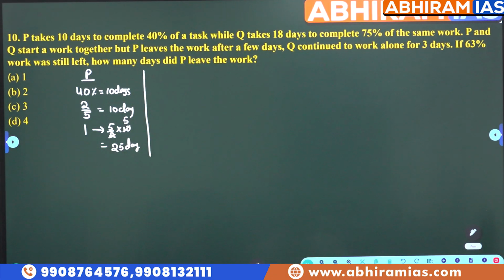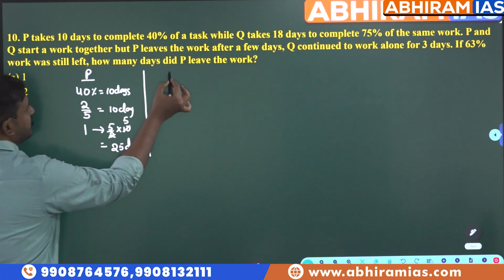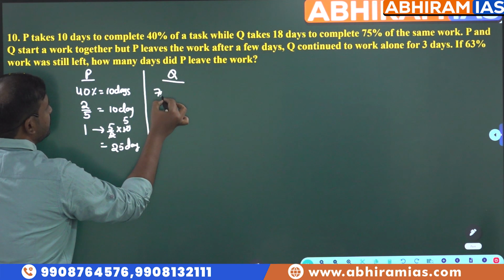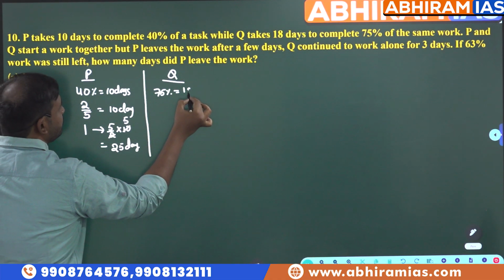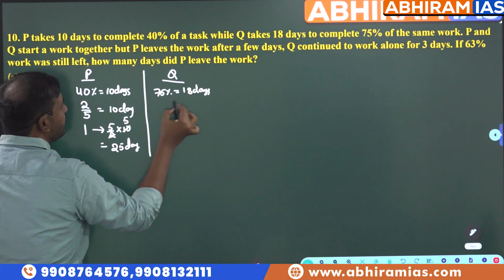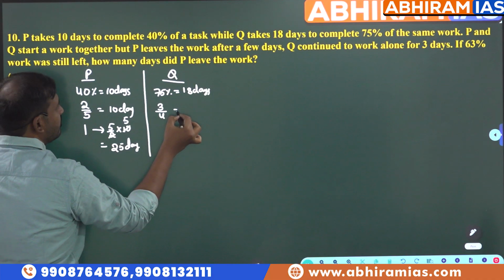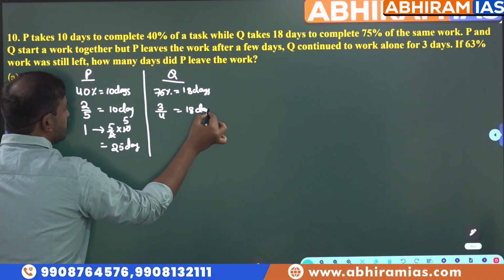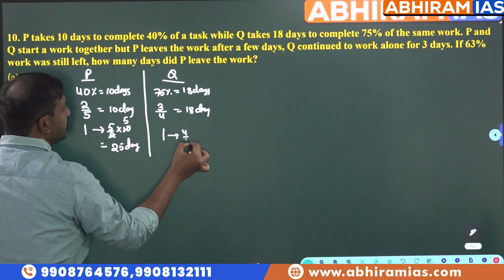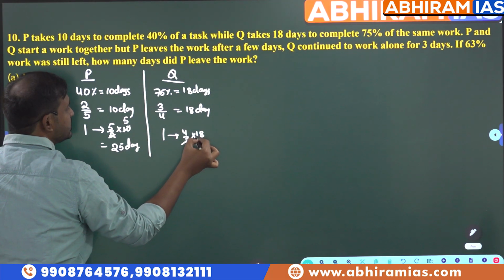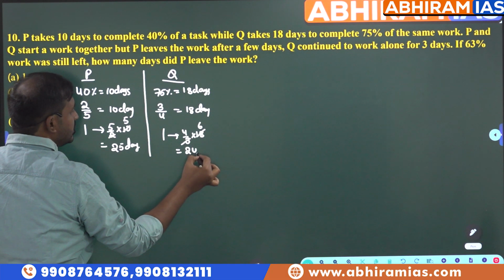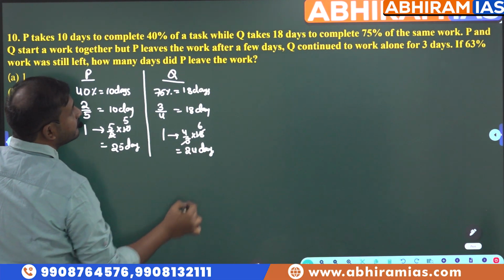When it comes to Q, Q takes 18 days to complete 75% of the same work. 75% means what, students? 3/4 in 18 days. So then one complete work will become 4/3 into 18. 3 ones 3, 6. So Q takes 24 days to finish the work.